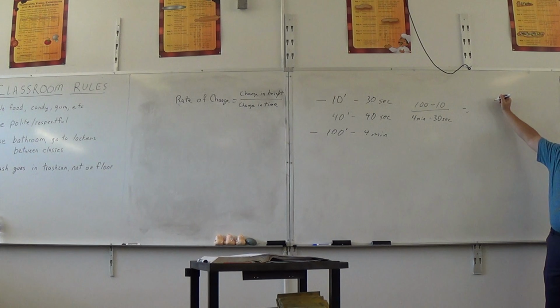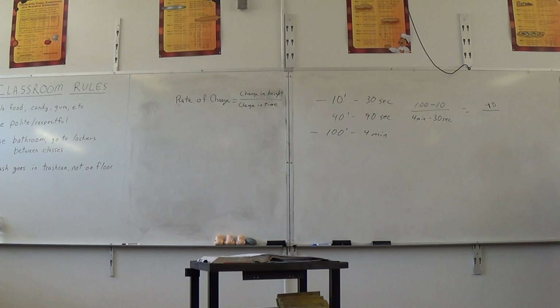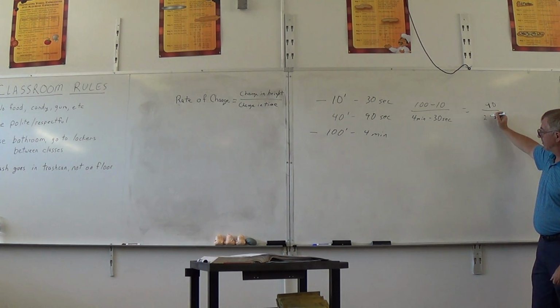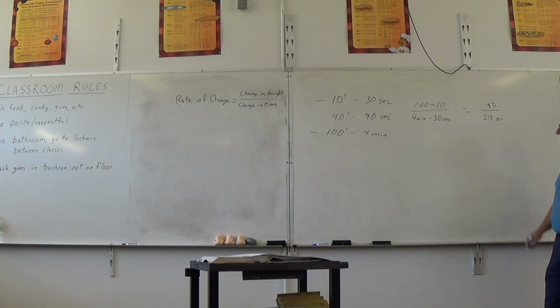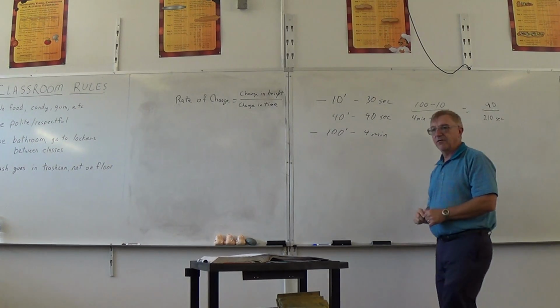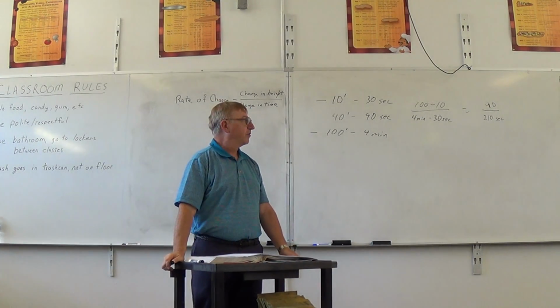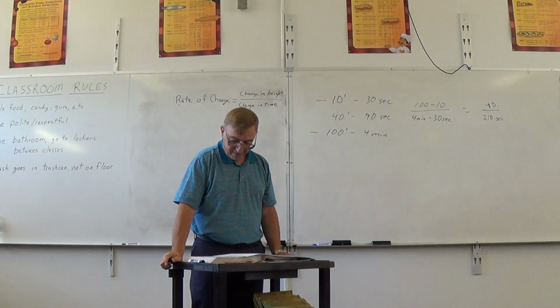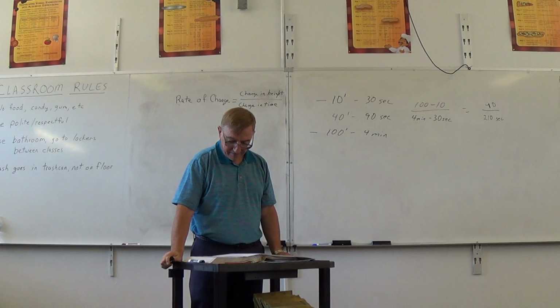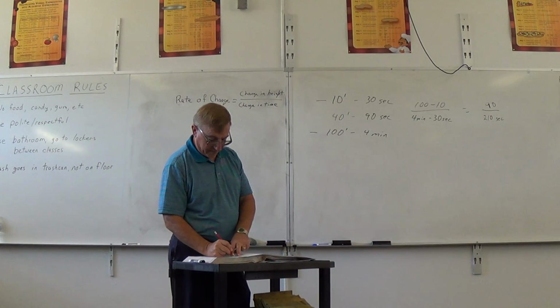What's 100 minus 10? 90. What's 4 minutes minus 30 seconds? 210 seconds. Okay, so 90 divided by 210.